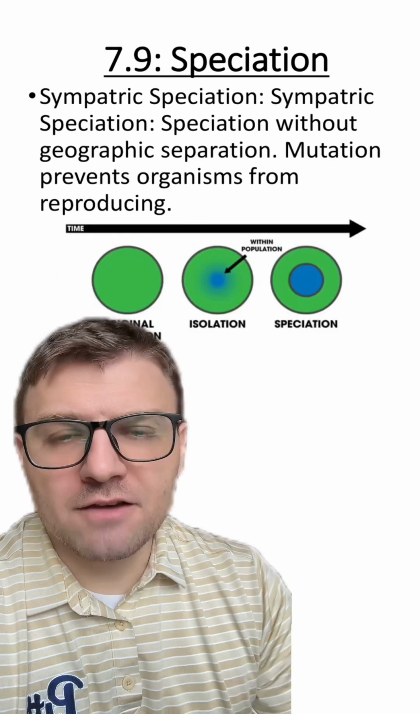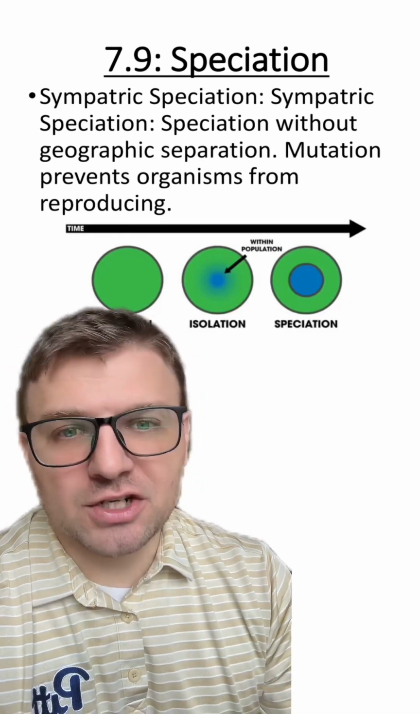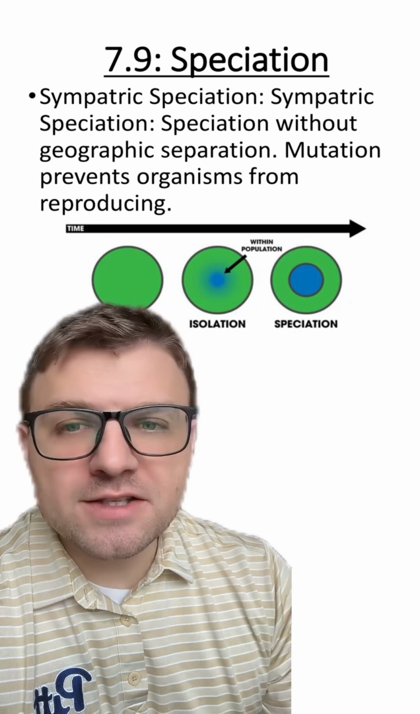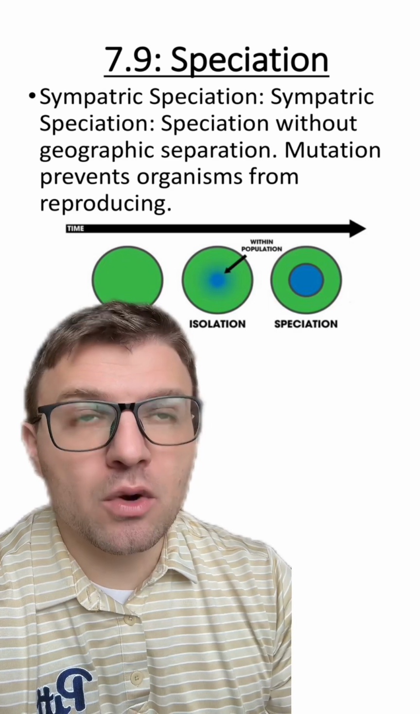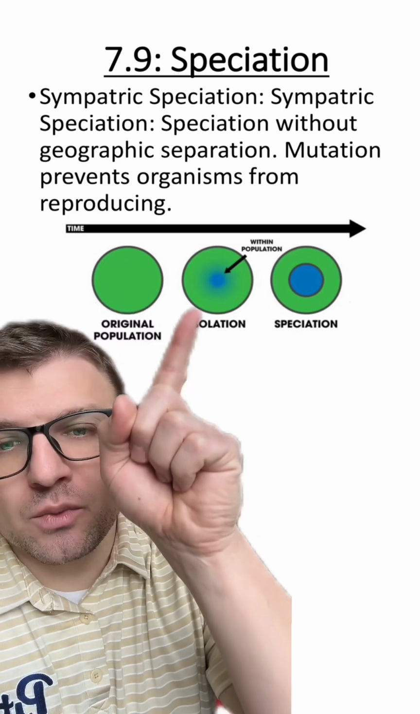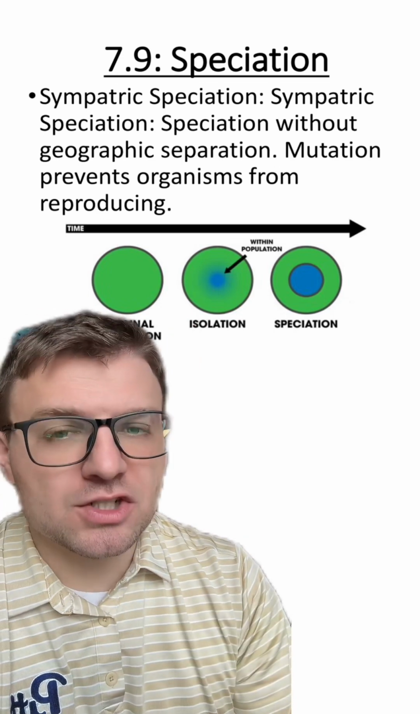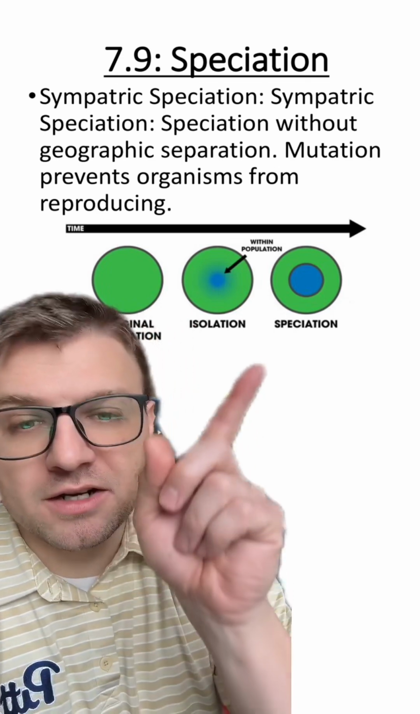The other type of speciation is called sympatric speciation. This occurs when there isn't a geographical barrier, and for whatever reason there's a mutation that prevents the organisms from reproducing even though they are living in the same environment. As you can see, we have our original population. Within that population, there is some mutation that creates a reproduction barrier, and that reproduction barrier is again going to create two distinct species.